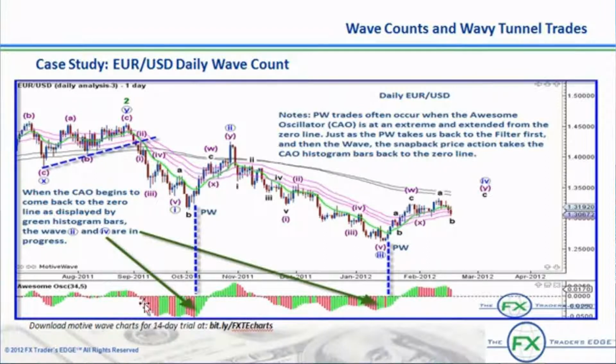In a downtrend, the awesome oscillator stays below the zero line, and when it begins to pull back, that's your first clue that a correction may be in order. And we can see this for the wave 2 as well as the wave 4. Note, PW trades often occur when the awesome oscillator is at an extreme and extended from the zero line. Just as the PW takes us back to the filter first and then to the wave, the snapback price action takes the awesome oscillator histogram back to the zero line.